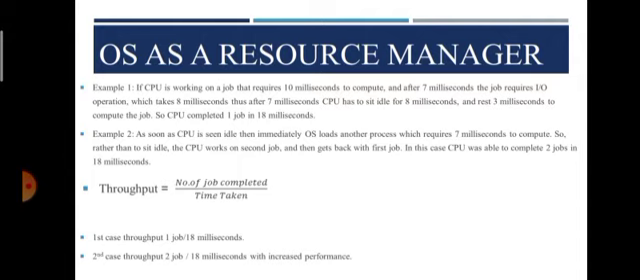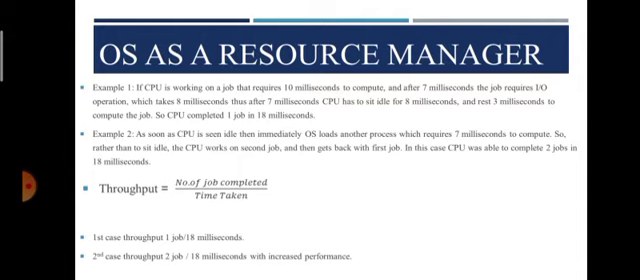Now coming to the next example: as soon as the CPU is seen idle, the operating system immediately loads another process which requires 7 milliseconds to compute. So rather than sit idle, the CPU works on the second job and then gets back to the first job. In this case the CPU was able to compute two jobs in 18 milliseconds.